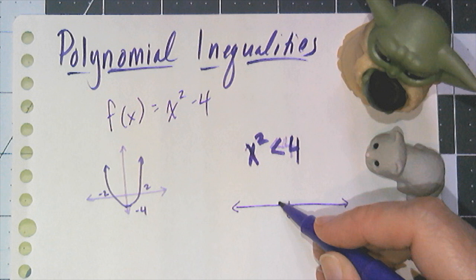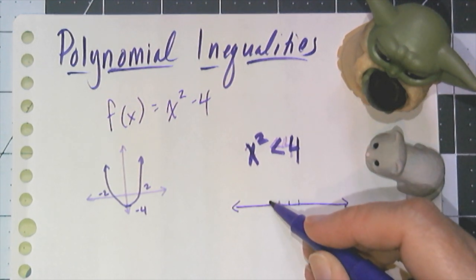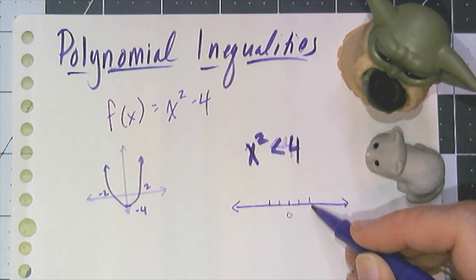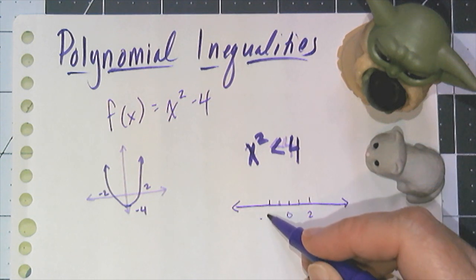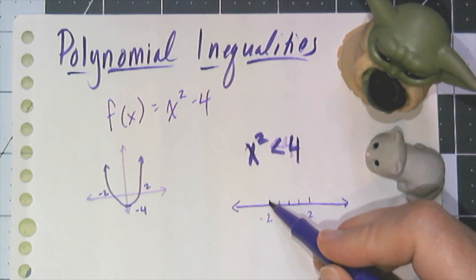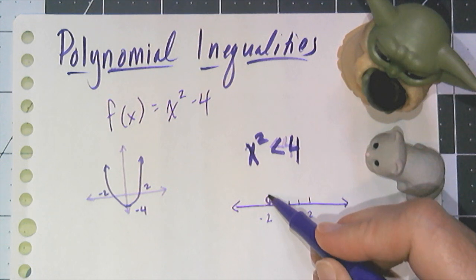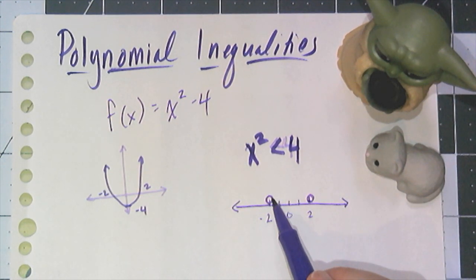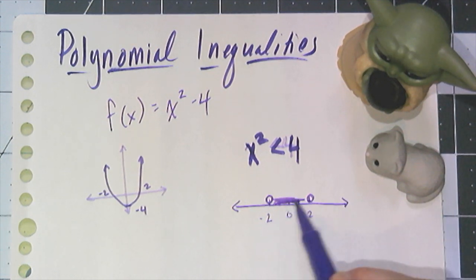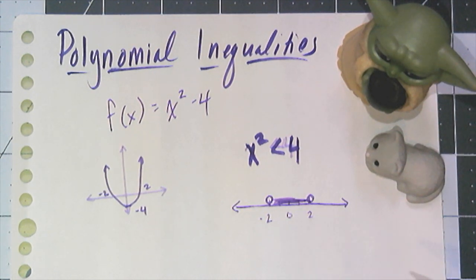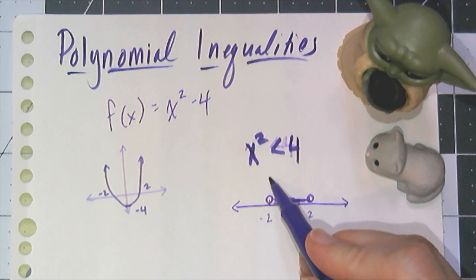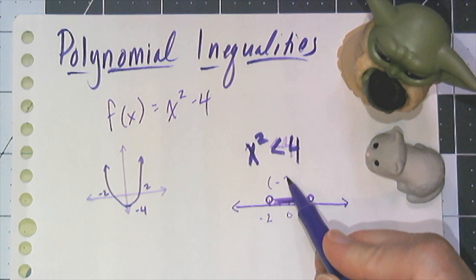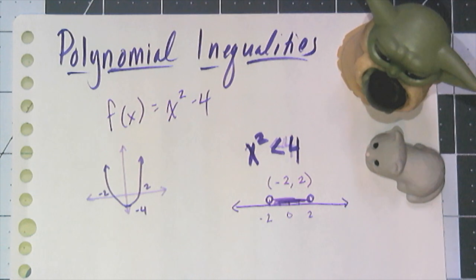But I know 0 works for sure. I know 1 is going to work. I know -1 is going to work. And I know at the values of 2 and -2, I don't have anything less than 4, I have something equal to 4. So that's going to be my boundary, 2 and -2. And these values in between them are going to be the ones that work. So the interval that's going to have my solution set is -2 to 2 exclusive, right?